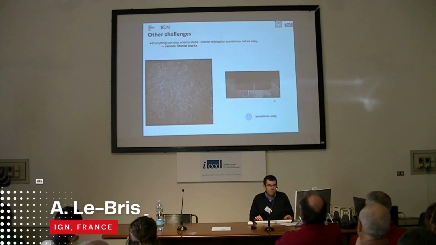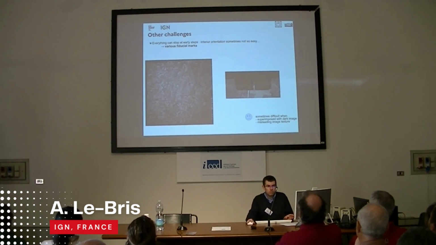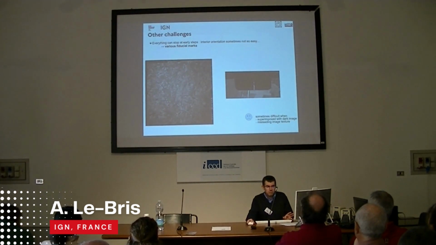Here it can be easy, but sometimes it can also be difficult when this kind of fiducial mark is superimposed with a dark part of the image, so correlation will not work very well, or sometimes with misleading image texture. For instance, in this example, we have this ray, but it can be confused with this kind of thing if the landmark is superimposed over a dark area.